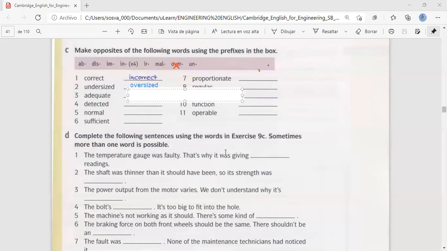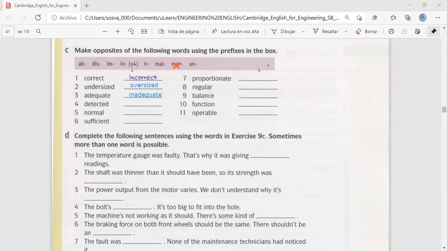Then number three, we have adequate. Well, in this case, it must be inadequate. Inadequate. Okay, all right, inadequate. So remember, we can use "in" for a few words. We already used it once.